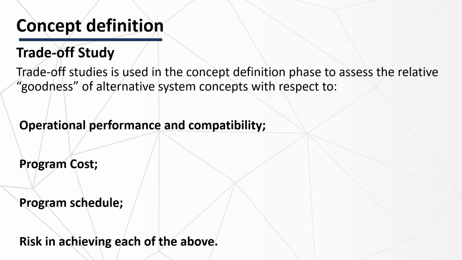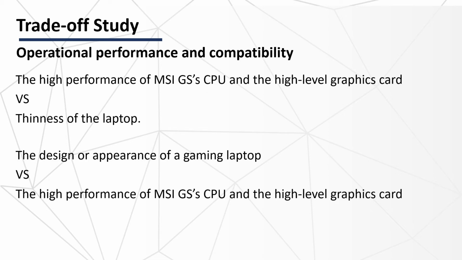So, in order to achieve all of these four goals, we need a balance, and we need to do good to do well with that balance, right? So firstly, the operational performance and compatibility.